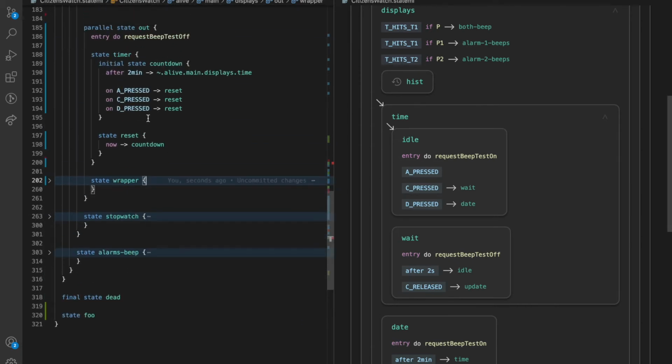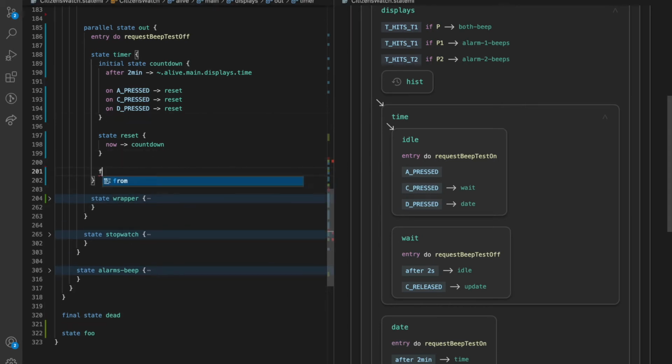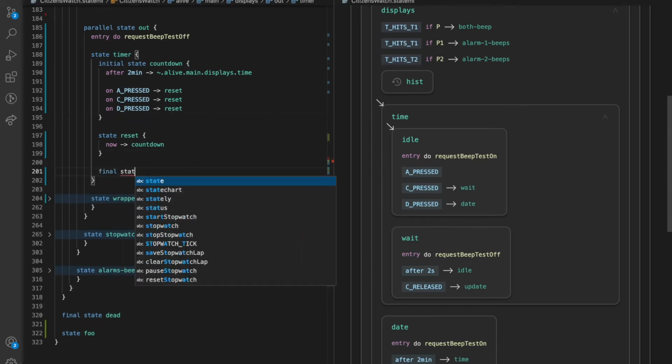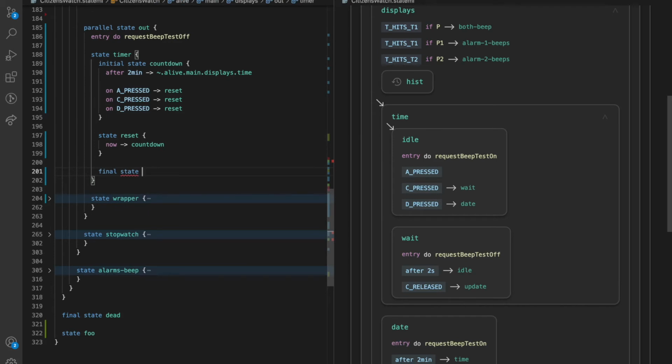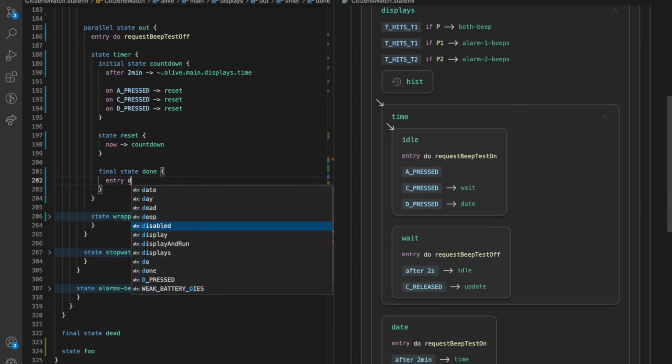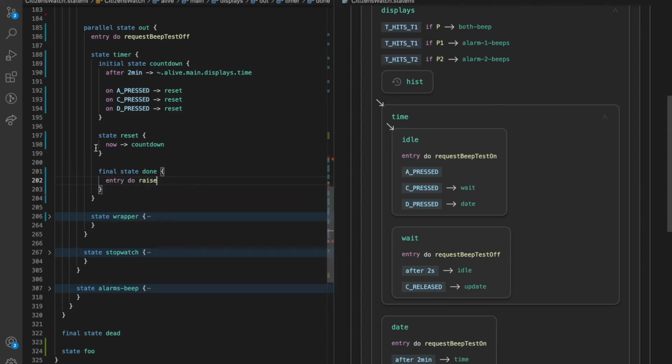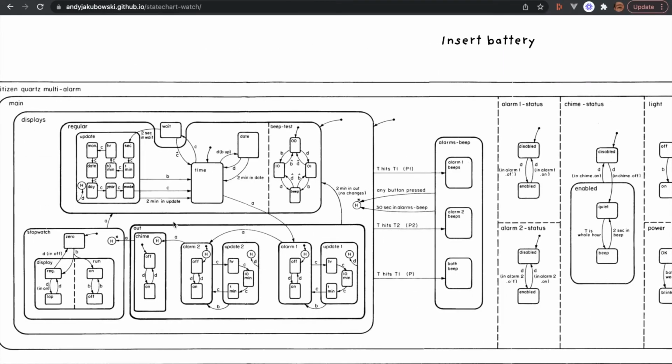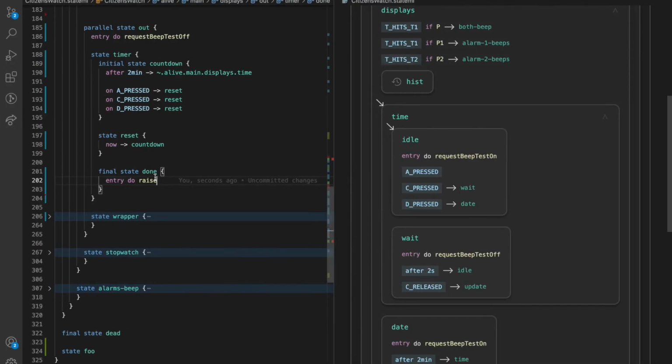So you're saying there should be a final state in timer? It's some sort of complete. And then you're saying on entry do, well, we want to transition out of out. Yeah, so out would listen to the timer complete event. Got you. Okay.